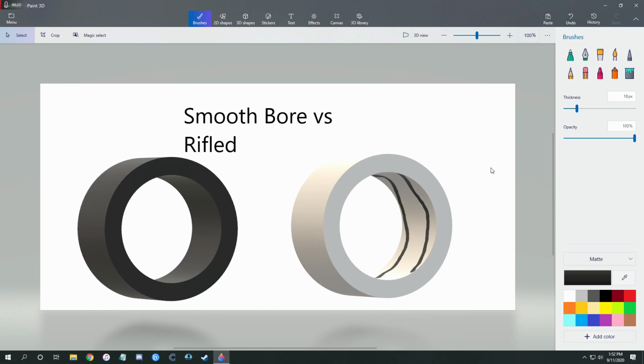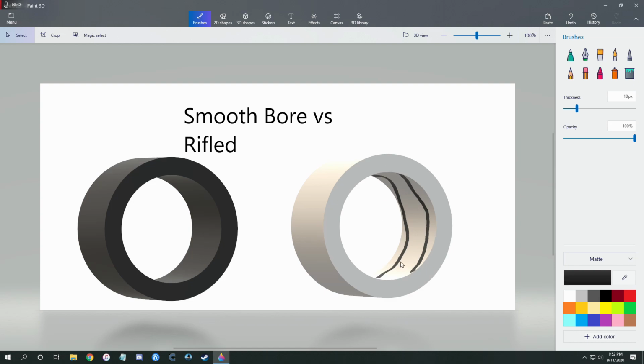So the first thing I'm going to start with is smoothbore versus rifled weapons, right? Now, this is very important because this is the age of muskets and cannon, and just before the Civil War, a huge invention came out, and that was the rifled round.